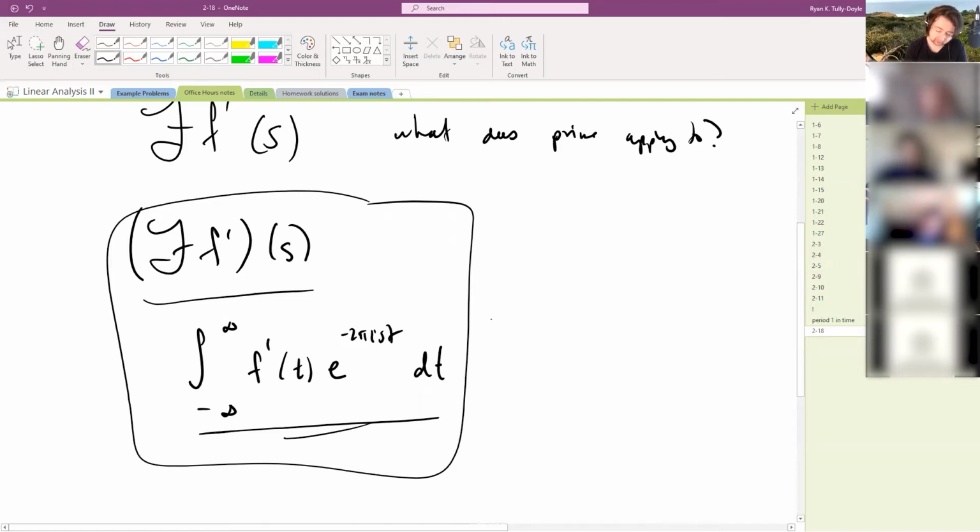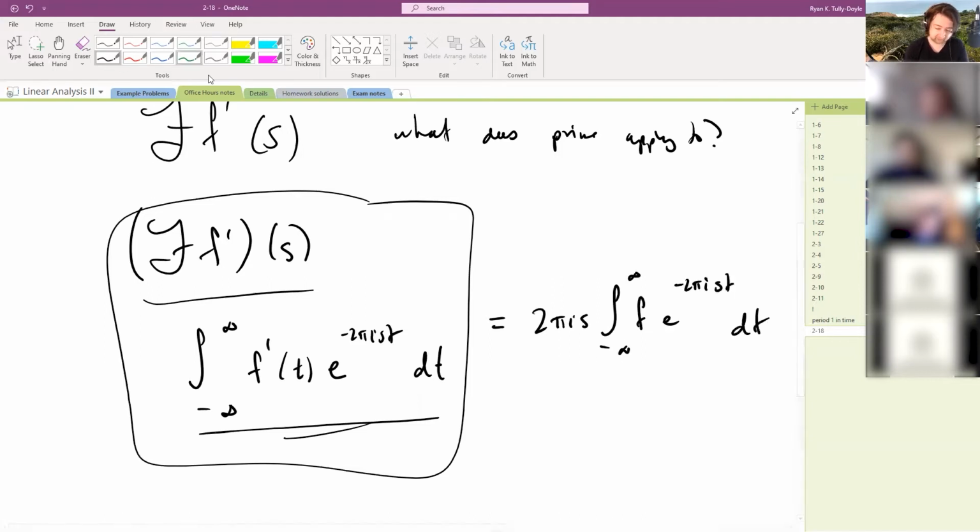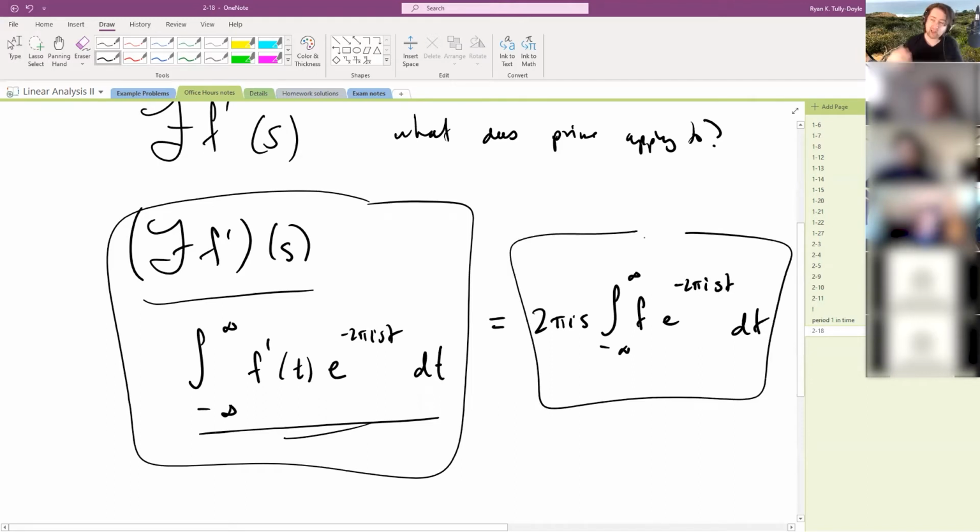On the right-hand side, what are we trying to show? We're trying to show that it's equal to 2 pi i s times the integral of f e to the minus 2 pi i st dt. Now I'm going to ask you the same question I asked before. How could I possibly show that these two things are equal? This has an f prime in it, and this has an f in it. How am I going to do that?